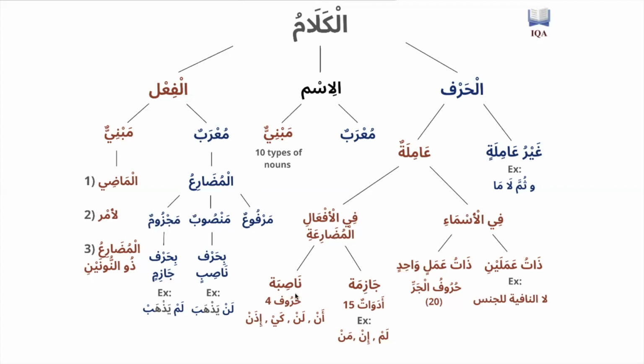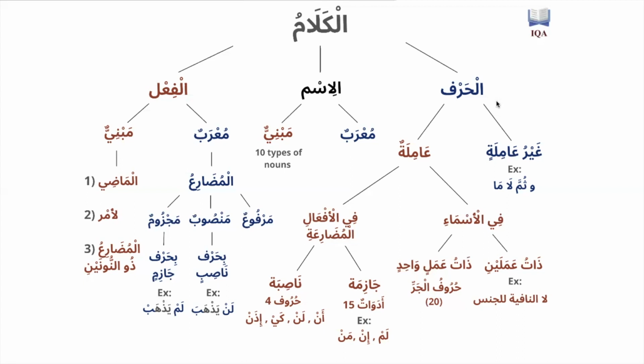So huruf can either be ناصبة, which are 4 types according to the School of Basra, لن كي وإذن, or it's going to be جازمة, which are 15 different types of adawat. Of course, there's khilaf concerning this. For example, lam and in and man, right?